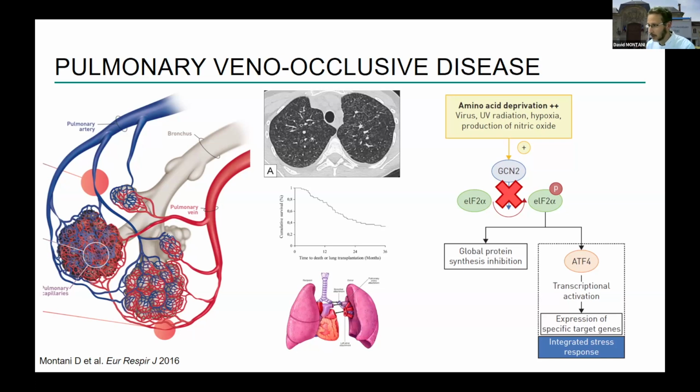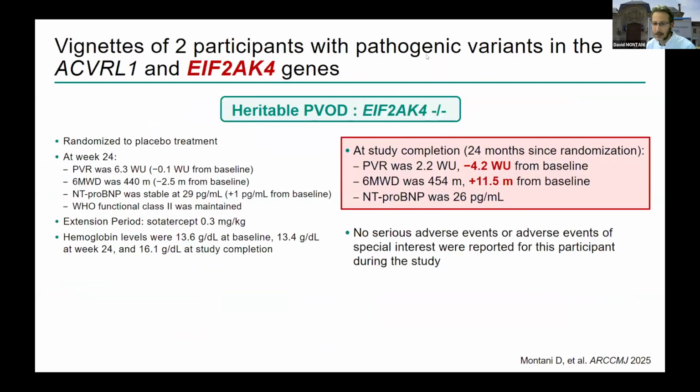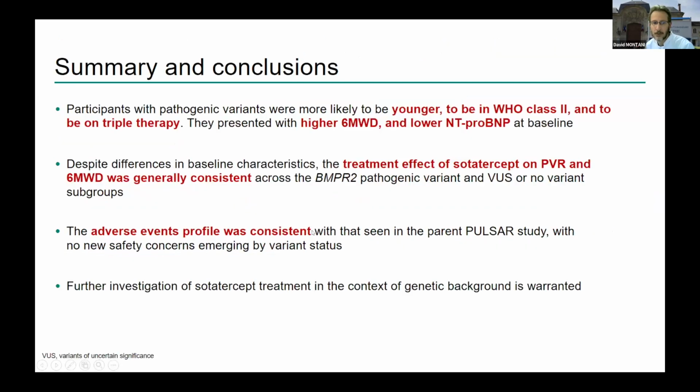Interestingly, there is one patient in the study with heritable pulmonary veno-occlusive disease, and you can see the response to treatment. We also observe a significant improvement in PVR to reach a PVR of 2, an improvement of 6-minute walk distance, and the patient keeps a very low NT-proBNP and no serious adverse events. So it also brings some information for this rare form of PH in which we have no treatment, that sotatercept may have an effect also in this form of PH.